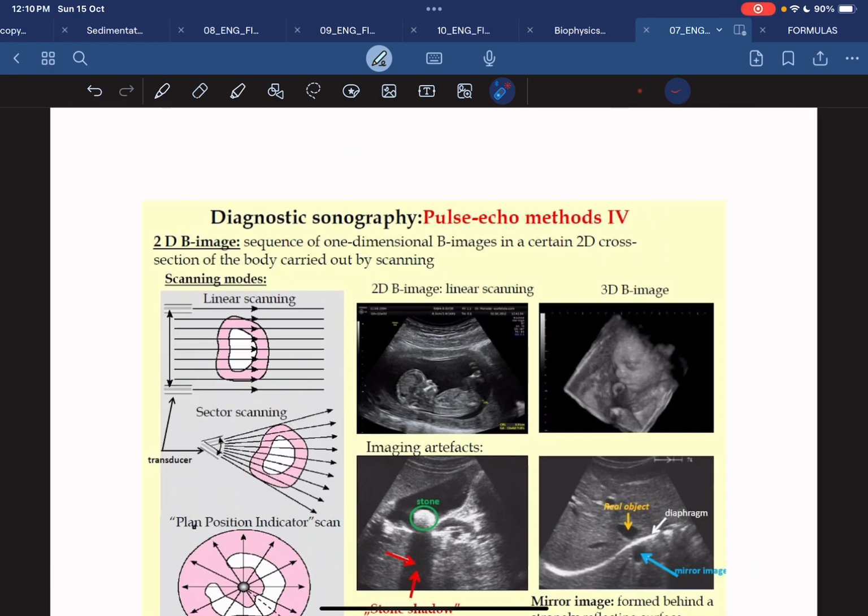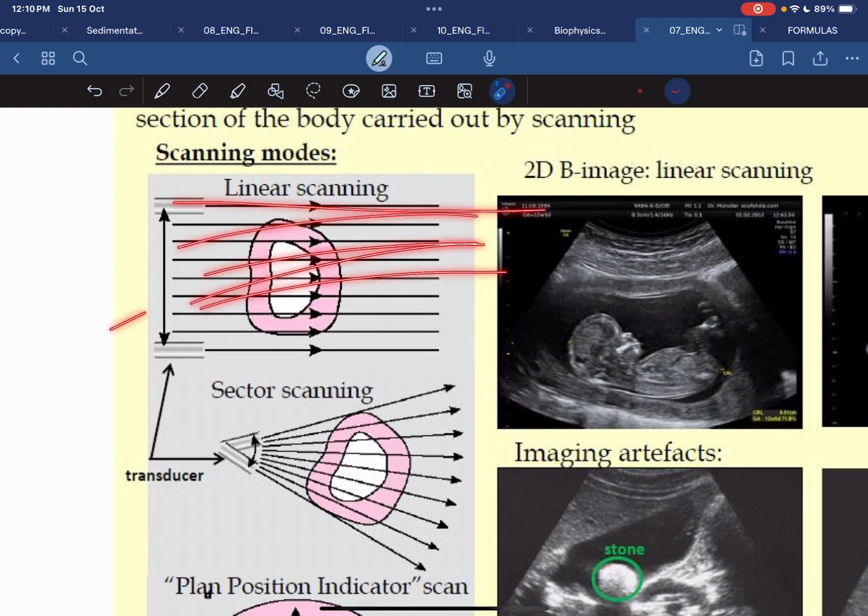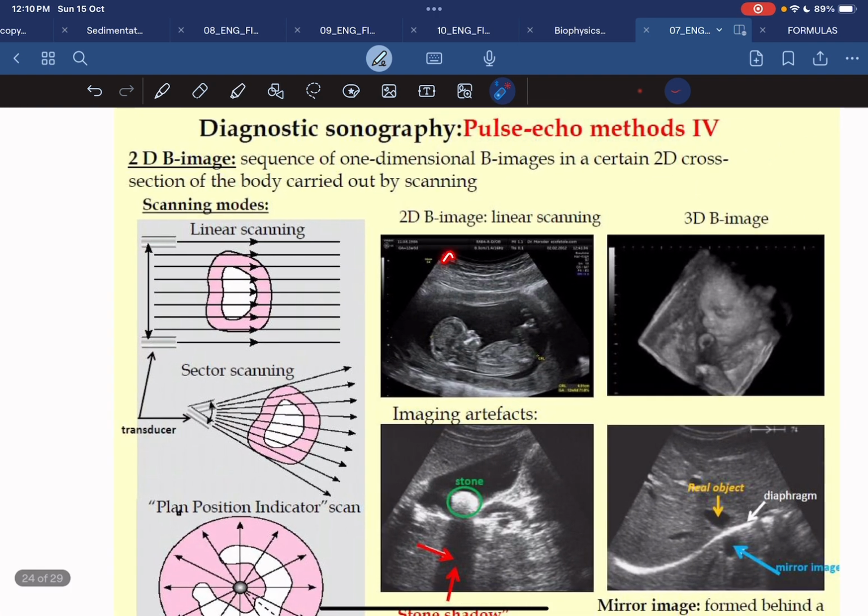Now, we have 2D B images. Like I said, the B image maps the A image to the subsequent pixels, and depending on the intensity of the A image, we get the intensity of the pixels in the B image. Now, we can use two methods to scan: linear scanning, going straight like that, and sector scanning. Linear scanning is how we can get an image like this.